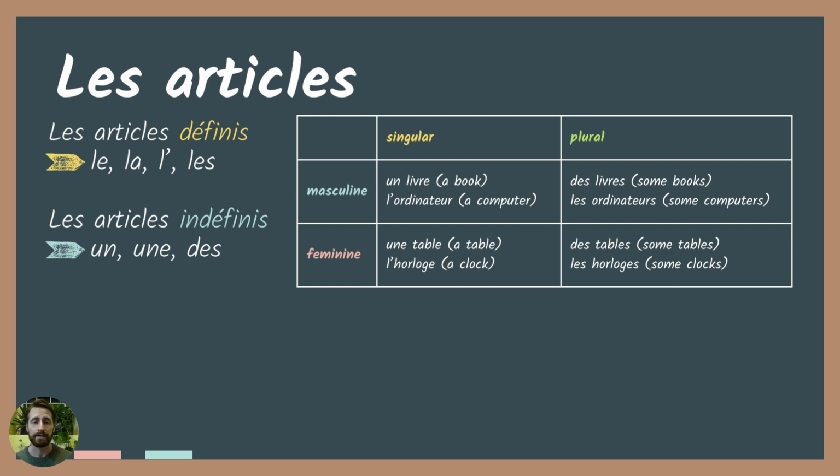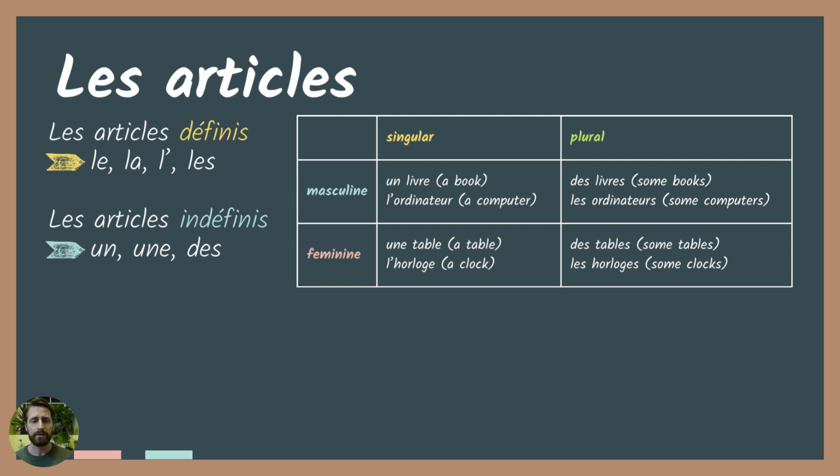But if we look down at the feminine singular, we have une table, a table, and we have l'horloge, a clock. So you might be thinking, wait, horloge, that starts with an H. But like I said, this begins with a vowel sound. And in French, the H's are almost never pronounced, rarely ever pronounced. So this one does start with a vowel sound, even though the word itself begins with a consonant.